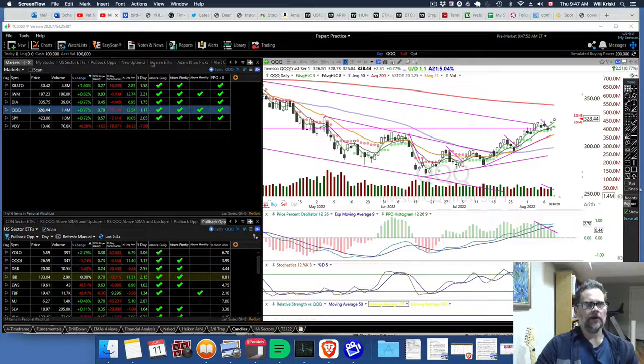I've got various tabs here, which is really nice about the program. A lot of different charts and scans within a small amount of space, and there's one down here as well.